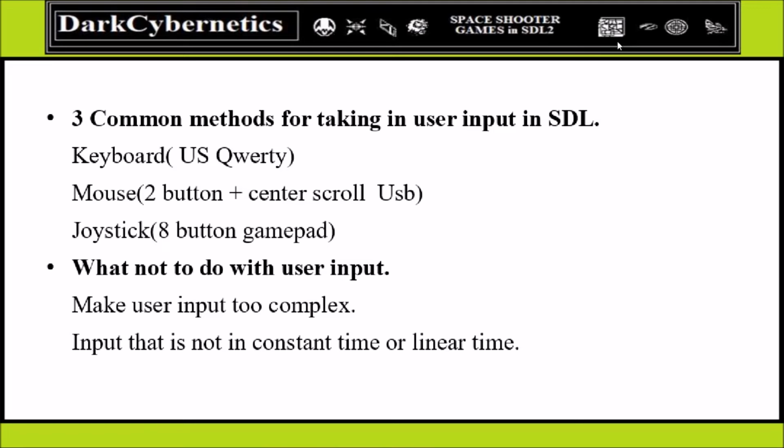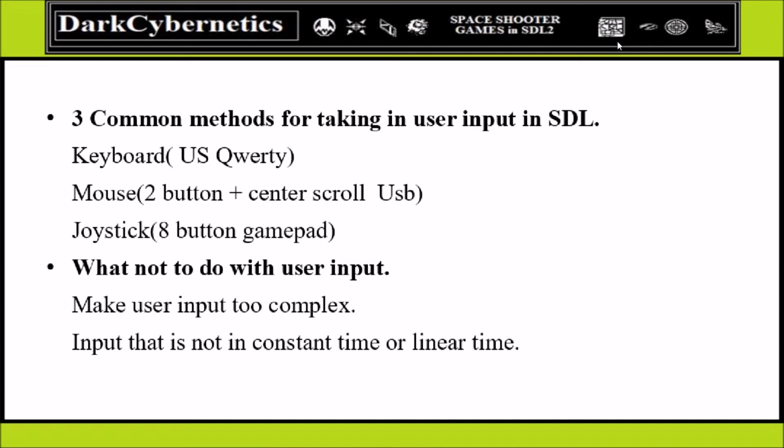Well, there are 3 common ways of doing input in a lot of PC games, right? There's the keyboard. We're talking about the US QWERTY keyboard. The mouse. We're talking about a 2-button mouse with a center scroll button. And there's the joystick, the 8-button gamepad, right? Gamepads also have analog sticks. That's important too now for a lot of 3-dimensional games. Not so important for 2-dimensional games because people still like the button press feature. And there are analog sticks on mobile devices, and SDL has its own form of input.